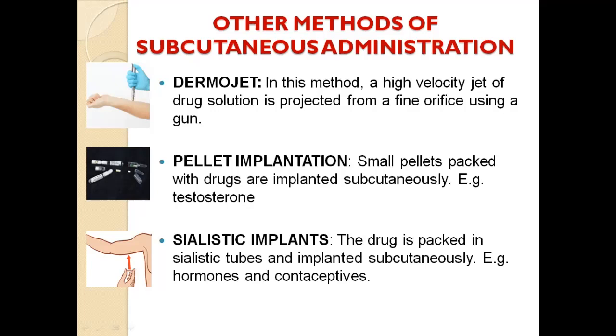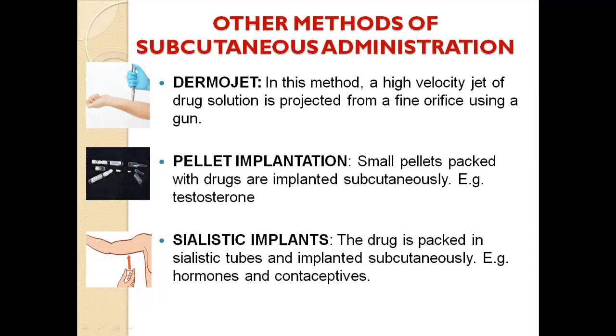The other method is pellet implantation. Small pellets packed with drugs are implanted subcutaneously. Again, a small cut is made into the subcutaneous tissue, and these pellets are implanted and the skin has to be stitched again, and the drug will remain over there and slowly get absorbed. The example is testosterone.